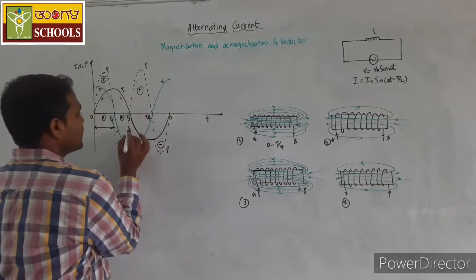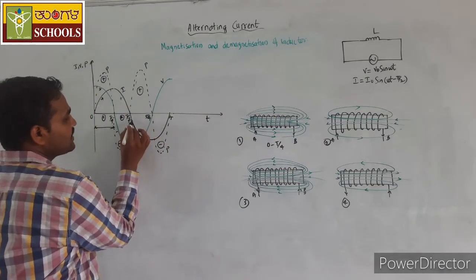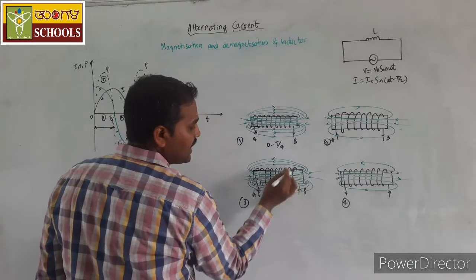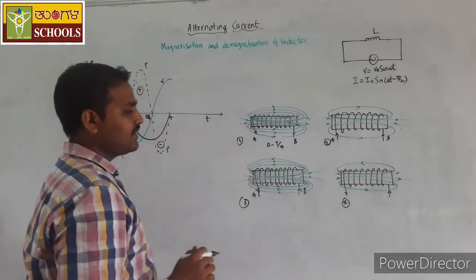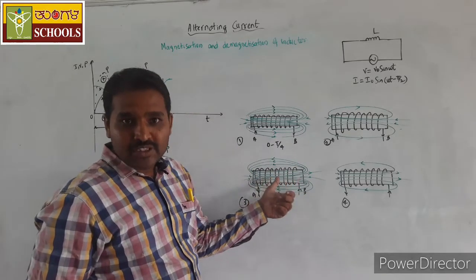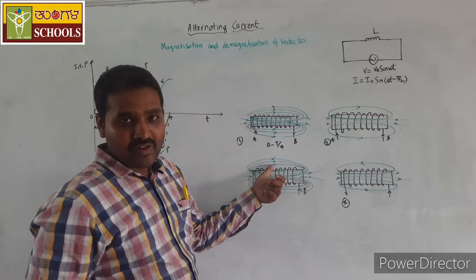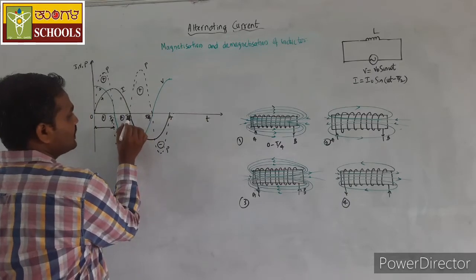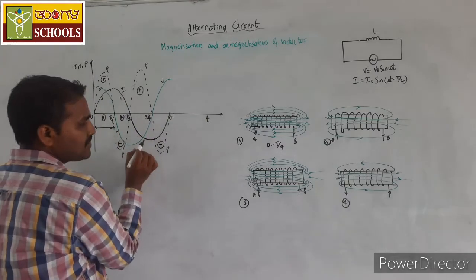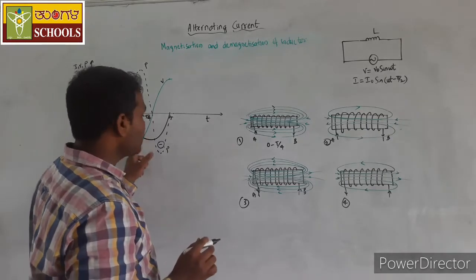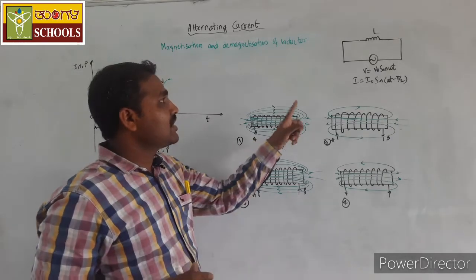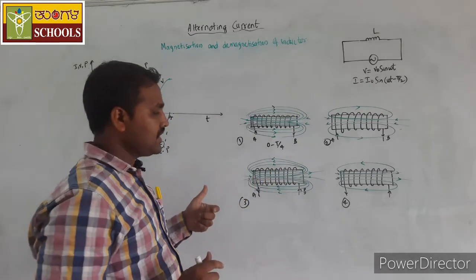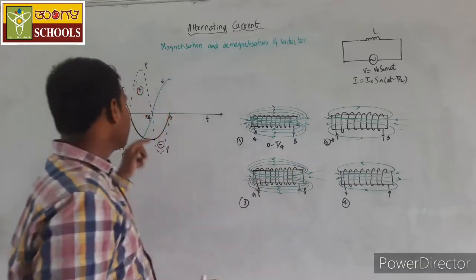Then during the third quarter, the direction of current is reversed. The direction of current is from B to A. Hence, the magnetic flux is also induced in the opposite direction, which is shown by the direction of these magnetic field lines. During the third quarter, the current is increasing from 0 to maximum in the opposite direction. So this will also induce the EMF in the coil, and magnetize the coil in the opposite direction. The flux starts building as the current increases.